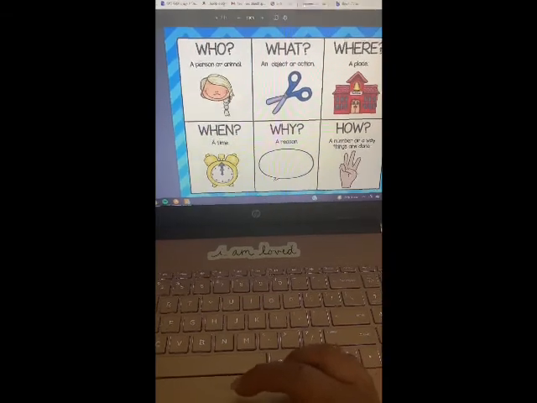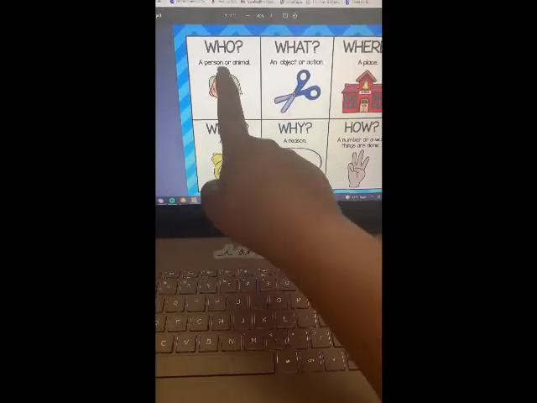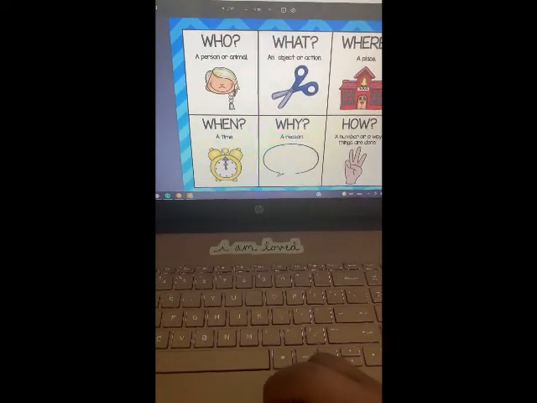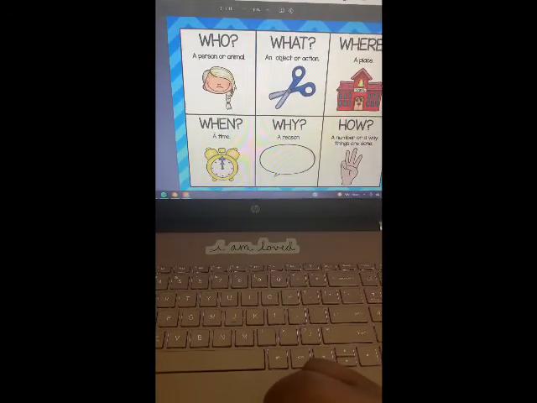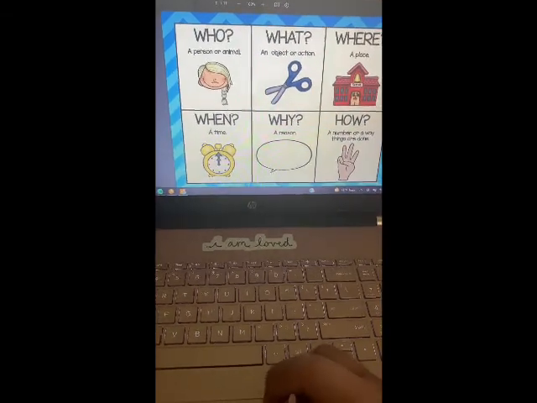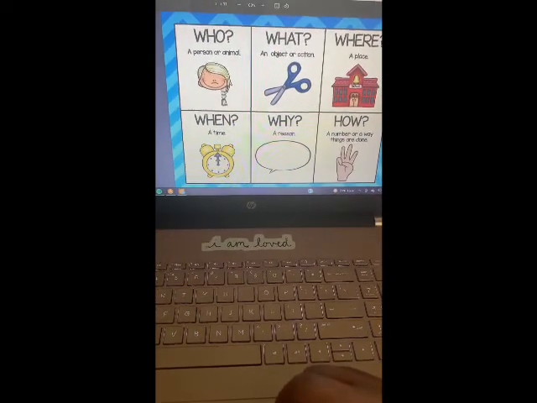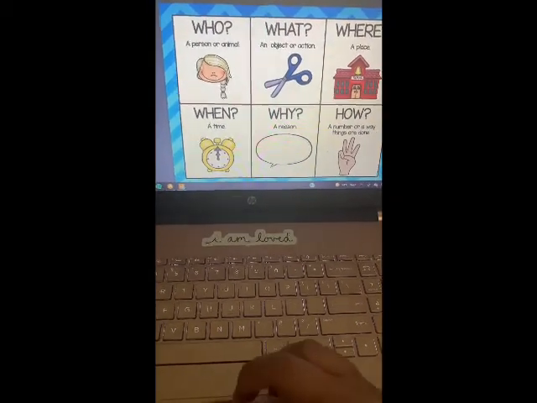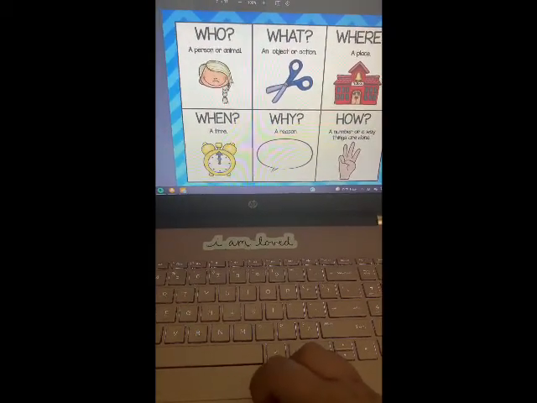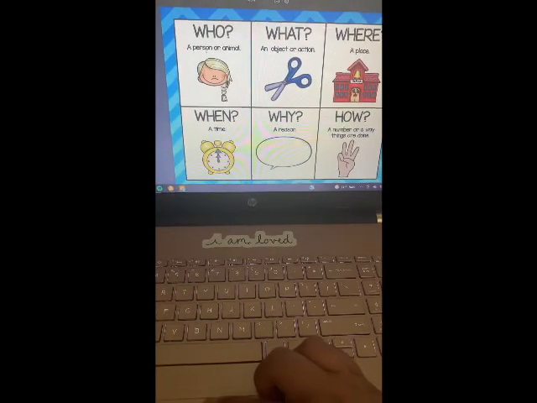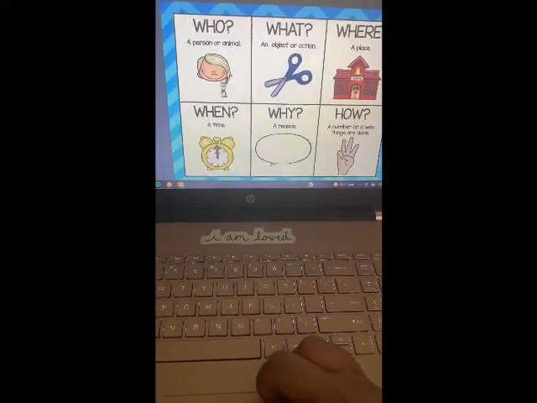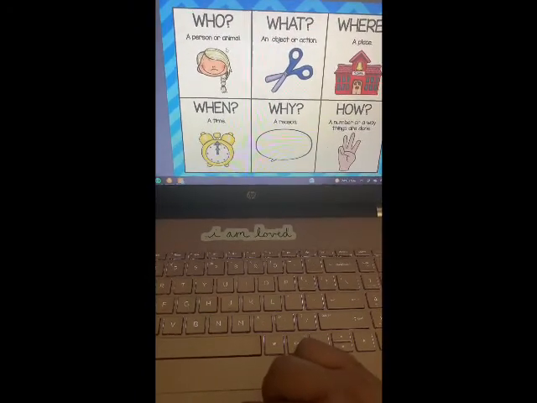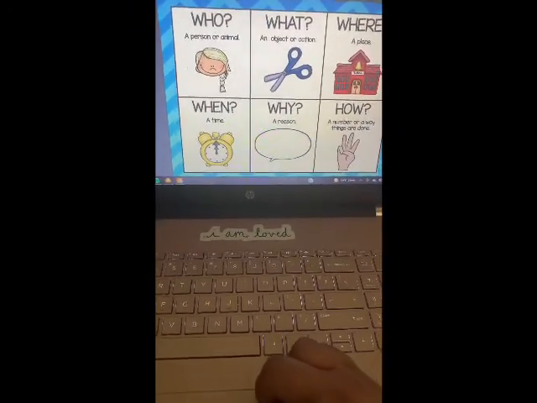So the first one is who. And so who, when we see that in a question, it's talking about a person or an animal. So who are the characters in the book? For Pete the Cat, those books, technically they make him a person, but we could also say it's an animal. It's Pete the Cat. That's one of the characters in the story. So that's who.